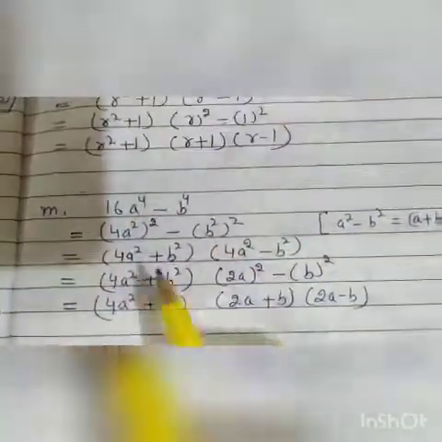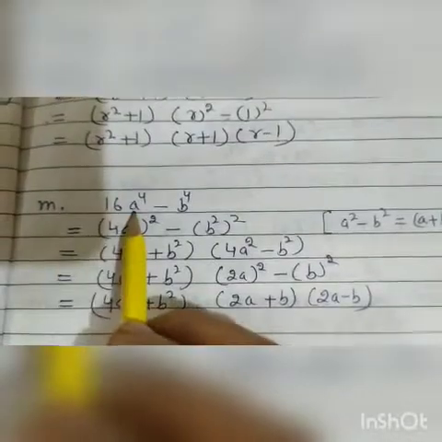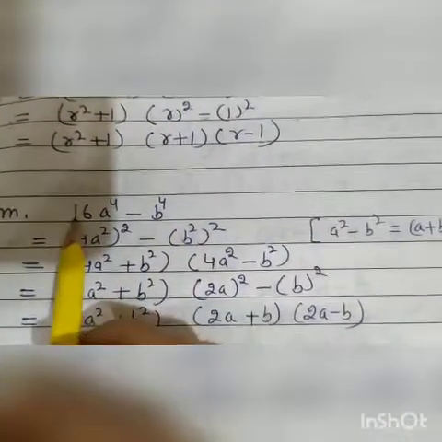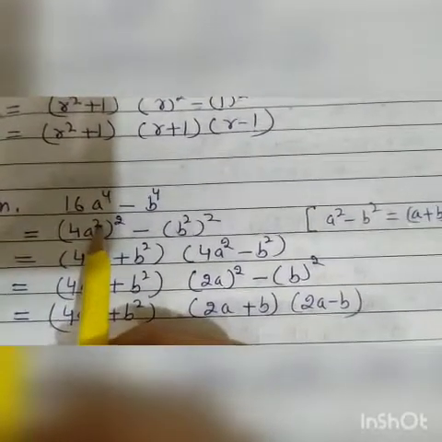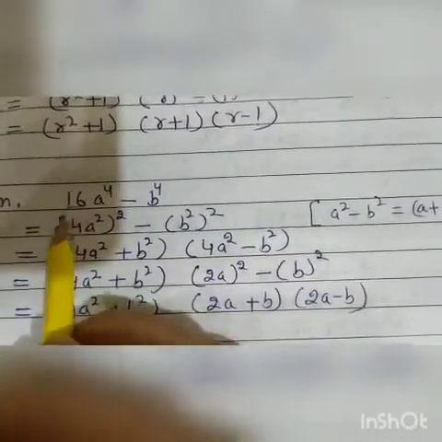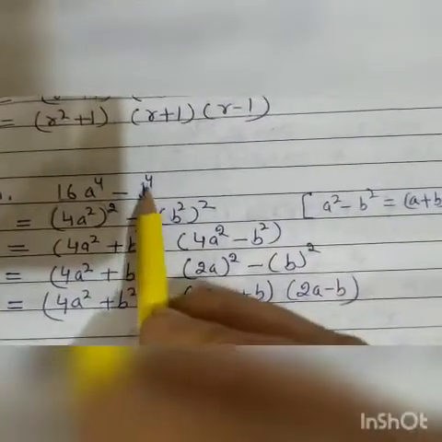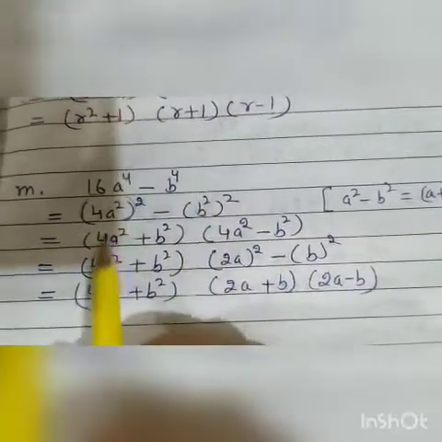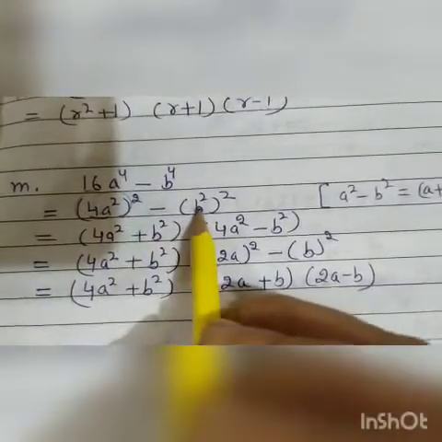Next part m, same as we did just now. 16a power 4 minus b power 4. See again, 16 is the square of 4, a power 4 is the square of a square. So 16a power 4 is the whole square of 4a square, minus b power 4 is the square of b square. Then again this is a square minus b square.